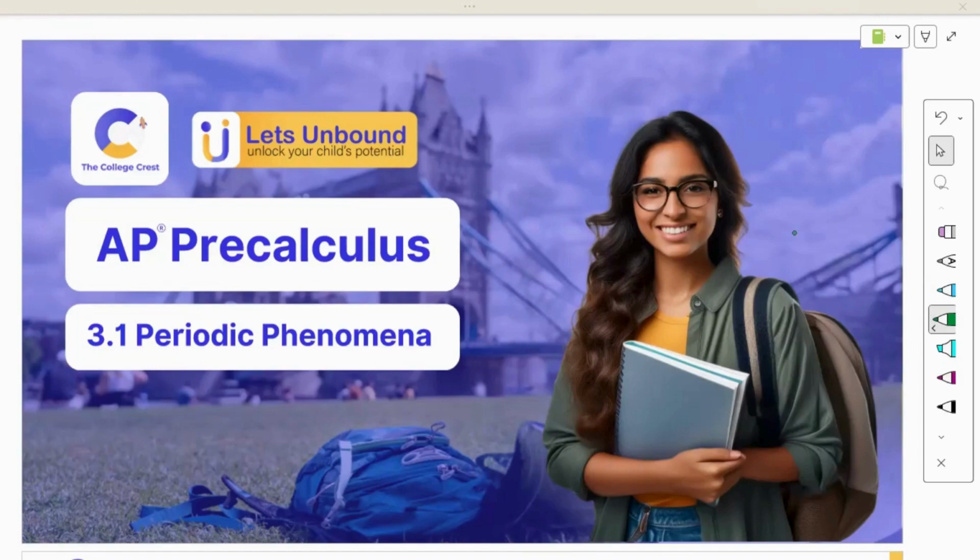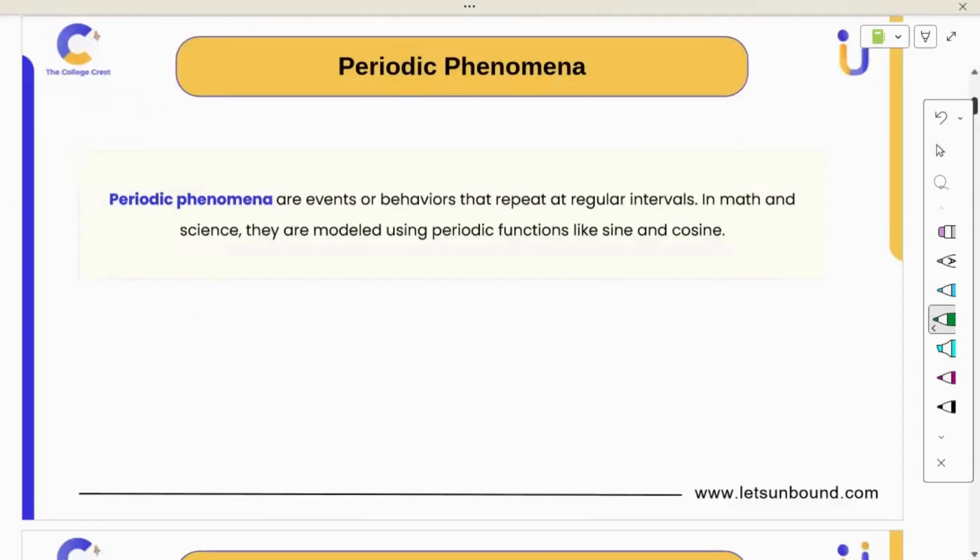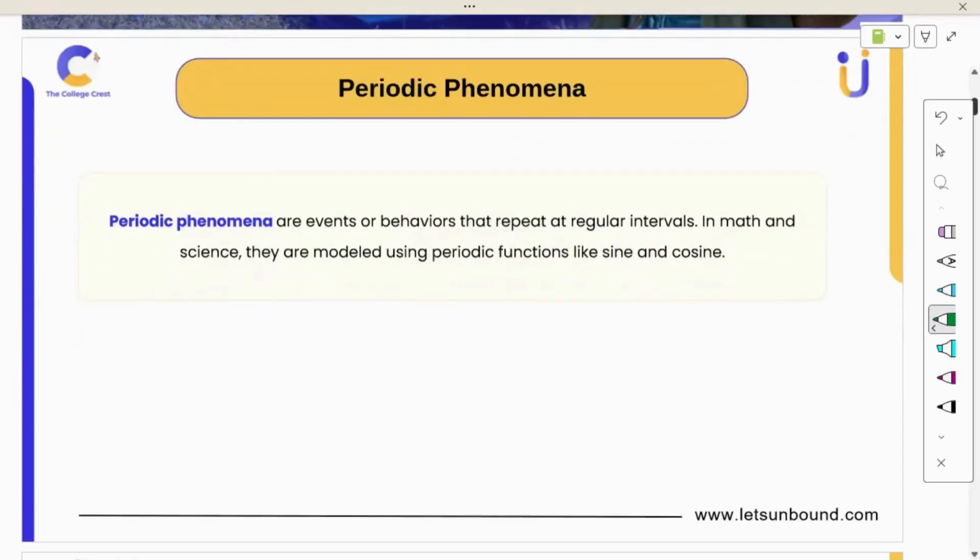First, this is about trigonometric functions, and in 3.1 we will learn the basic function thing, which is periodic phenomena. So how are we going to relate it with trigonometry, right? So let's get into this. It's a very basic and straightforward topic, the easiest one.